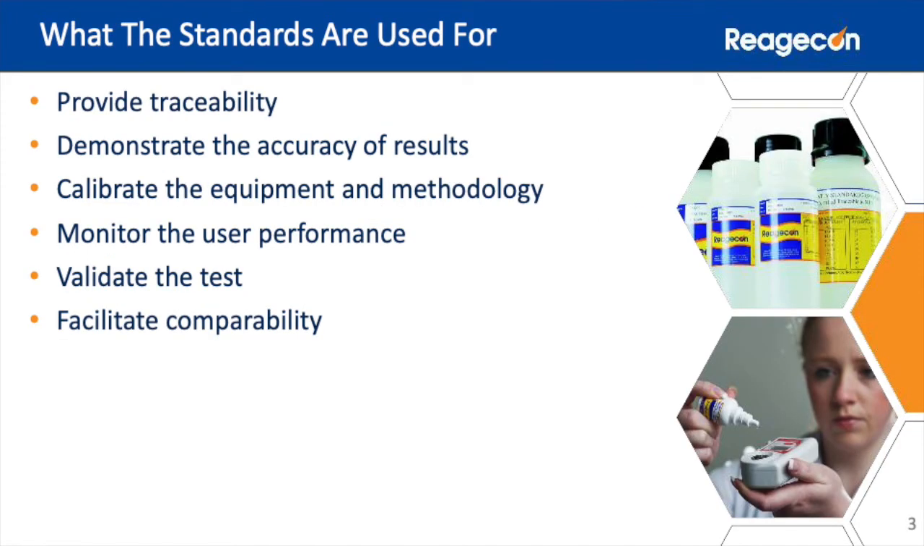Neither the test method nor the instrument can be used in any meaningful way without the availability of high-quality standards. They should provide traceability, which is needed to quote the results in SI units, demonstrate the accuracy of the results, calibrate the equipment and the methodology, monitor the user performance, validate the test and facilitate comparability, which is to ensure that when the correct procedures have been followed, the same analysis of the same materials will produce results that agree with each other whenever or wherever they are performed. Standards need to be affordable, widely available and certified.